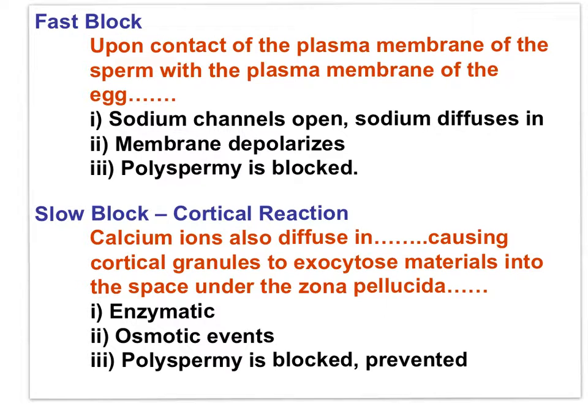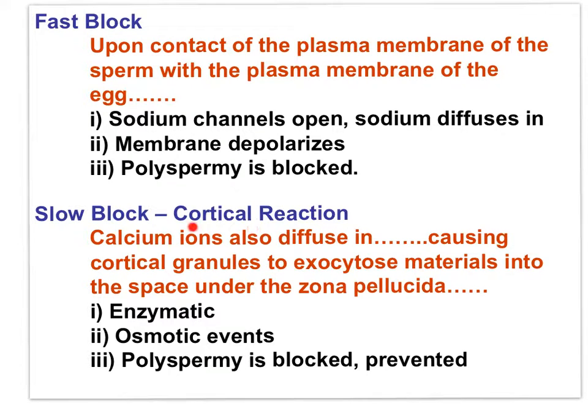Successful fertilization requires only one sperm fusing with the egg. To prevent more than one sperm reaching the egg at the same time, known as polyspermy, there are two mechanisms to prevent polyspermy. First, there's the fast block. The fast block is an electric-like event that changes the charge surrounding the egg plasma membrane. Sodium channels open, sodium diffuses in, the membrane depolarizes, and polyspermy is blocked. This should be somewhat familiar to you from our study of neurons, but you actually don't need to know fast block for our study of reproduction.